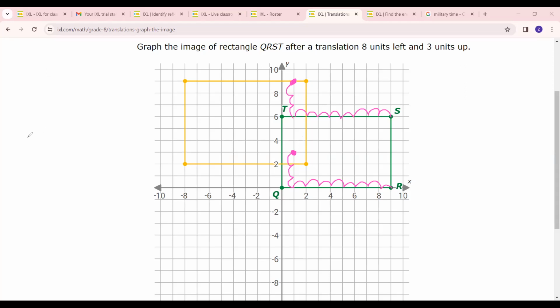All right, so let's redo our stuff. Oh, and one more point. So this point is correct. And then now let's do this point. How many units to the left? 8 units to the left. So it's gonna go 1, 2, 3, 4, 5, 6, 7, 8. And how many upwards? 3 units upwards. It's gonna be 1, 2, 3.